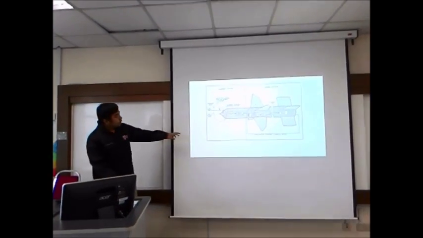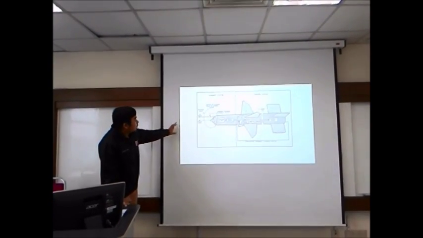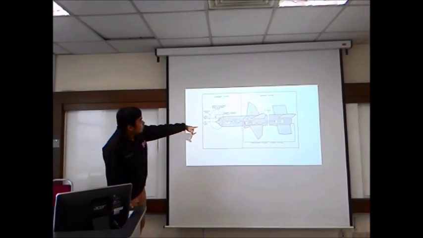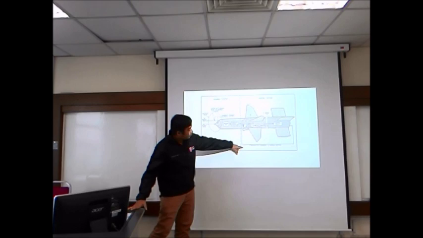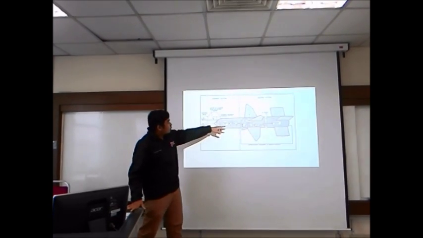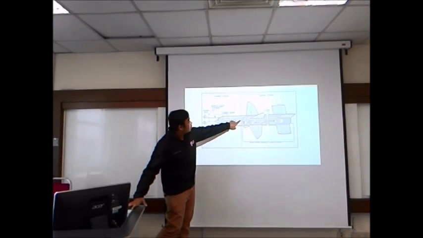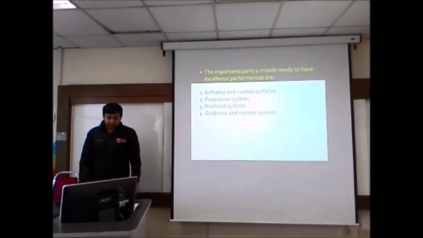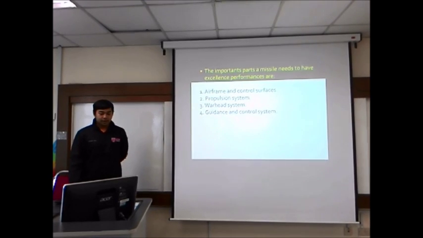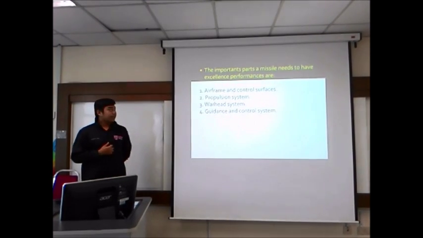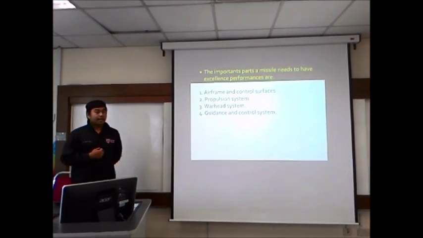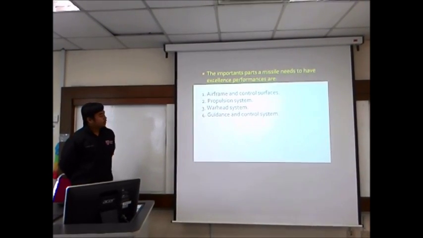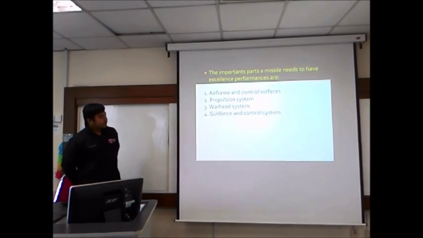You can see a few of the sensors, the flight path to the target, radar, and here is the stabilization feedback. The control system for the stabilization is around here. The important parts a missile needs to have excellent performance are first the airframe and control surface, second the propulsion system, third the warhead system, and fourth the guidance and control system.